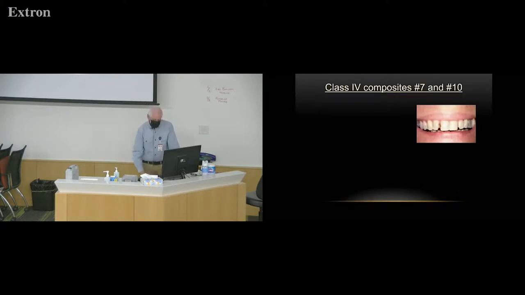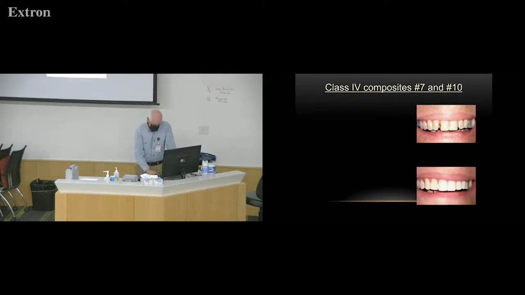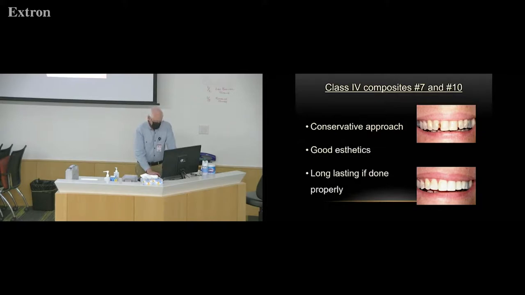So this is just a typical case. I took this photograph in my office 30 years ago. You can see the incisal edge is lost. There's a class 3 on tooth number 8. On tooth number 7, the incisal edge is gone. And on tooth number 10, the incisal edge is fractured off. So this is how it looks after it's restored. It's a conservative approach. We don't remove much tooth structure. We can get good aesthetics, and it's long-lasting if you do it properly.